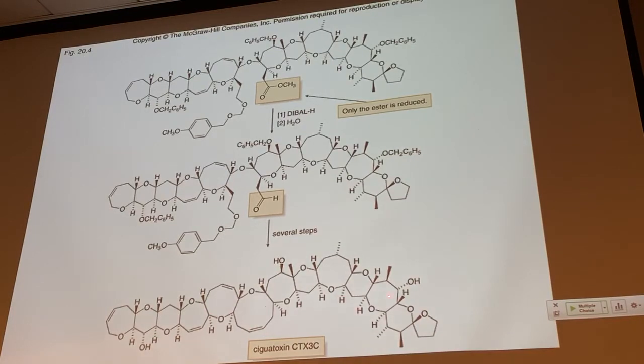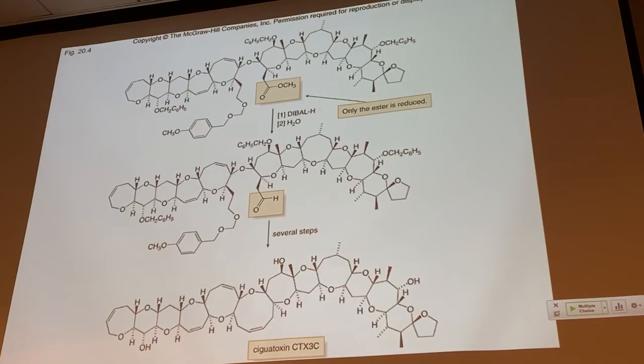So some chemists who wanted to study these molecules, they weren't trying to poison people, they were just trying to learn more about how they work, synthesized this compound. And a key step in their synthesis was reducing the ester to the aldehyde. And of course, they used minus 78 degrees. That was just glossed over in our textbook. And that allowed them to get the aldehyde, which is a key intermediate. Okay?